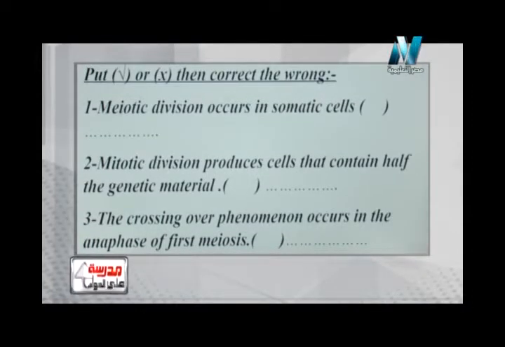Meiotic division occurs in somatic cells, right or wrong? What will I tell him? I'll say wrong, because meiotic, which means meiosis division, takes place in reproductive cells or sex cells. I can say it like this.